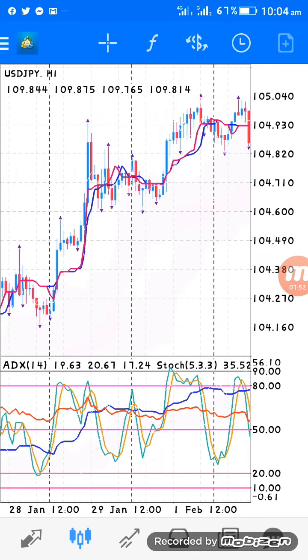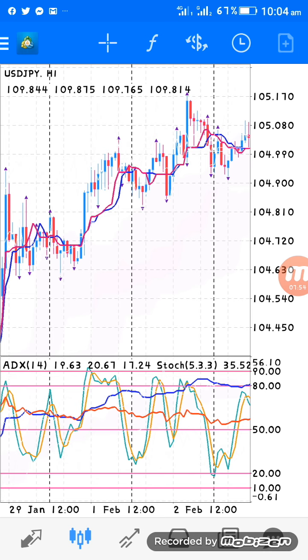Just follow where the Ichimoku level is. Follow where the stochastic level is. Once the Ichimoku is above the red line, always look out for a sell. If the Ichimoku is below the red line, always look out for a buy setup. You understand? So don't contradict it. Just be rigid with it. Follow it the way it is.